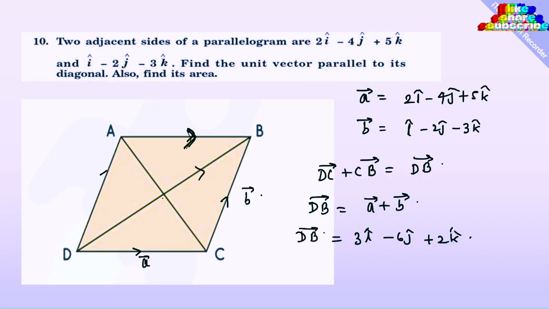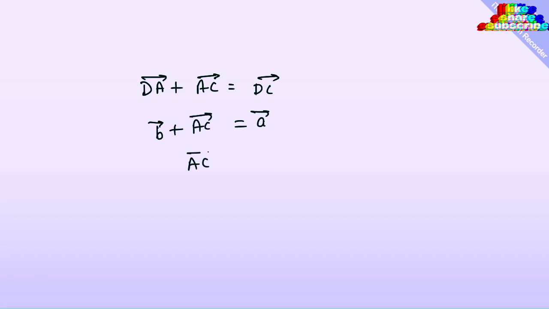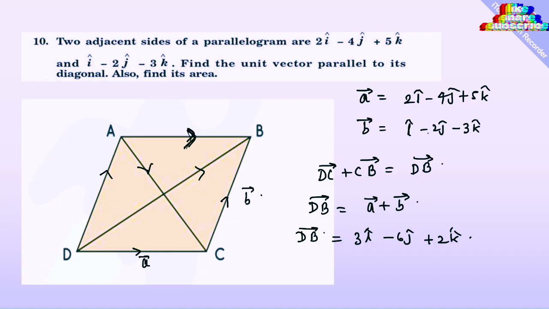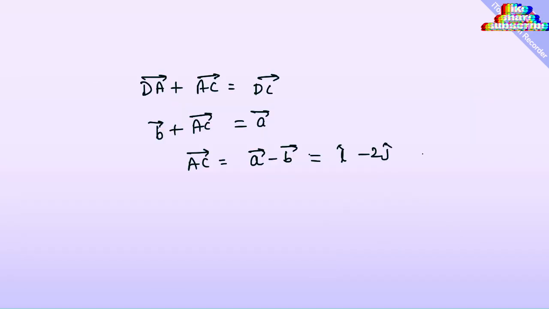Now we have to find the AC vector. You can see here in triangle ADC, if we take this vector from A to C, then DA plus AC is equal to DC. So in triangle ADC, DA vector plus AC vector is equal to DC vector, where DC vector is A and DA vector is B, and we have to find the AC vector. So AC vector is A minus B. So A minus B is equal to i cap, and minus 4 plus 2 is minus 2j cap, and plus 8k cap.